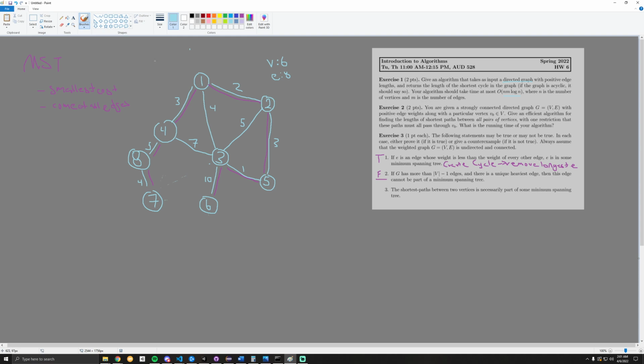So this would be false, and we have another counterexample here, where the shortest path between two nodes isn't necessarily going to be part of a minimum spanning tree.